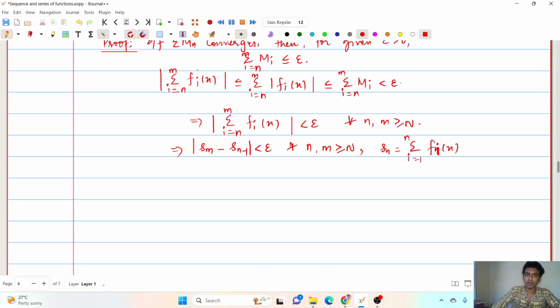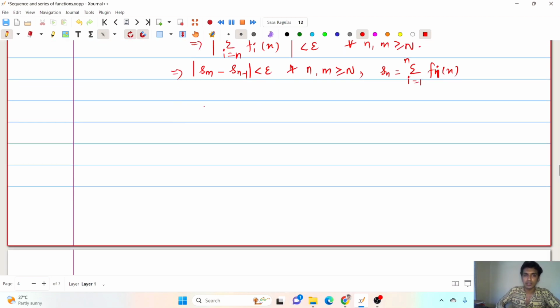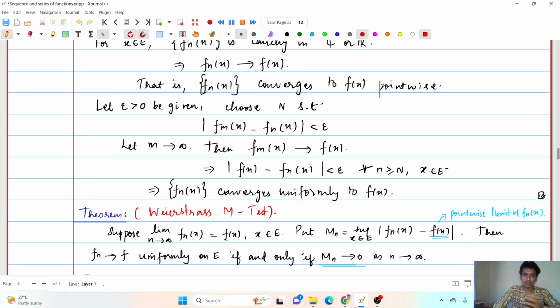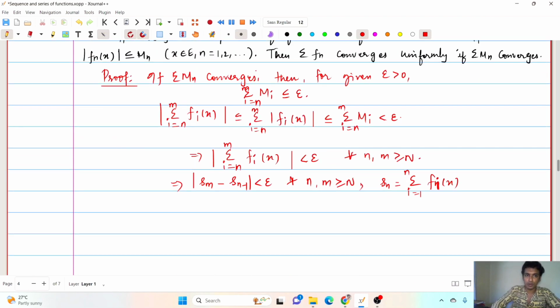Now what we have just established is that this sequence of partial sums converges by the theorem that we have just discussed. So this just proved summation fn of x converges uniformly. To what limit, that we don't know. As of now we don't know the limit of the convergence, but we have just established that it converges uniformly.